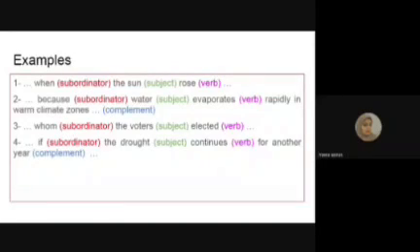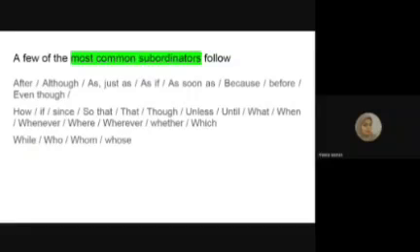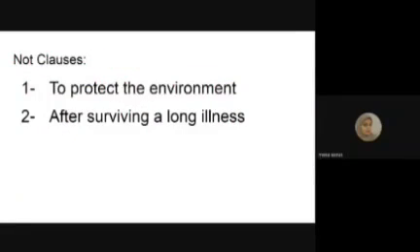Or you can identify or recognize the kind of clauses that you have. So we said that the dependent clauses start with subordinators. We have a few of the most common subordinators. Of course we have other subordinators, but those are the most common ones. So you have after, although, as, just as if, as soon as, because, before, even though, how, if, since, so that, though, unless, until, what, when, whenever, where, and wherever, whether, which, while, who, whom, and whose. Okay, so this is all about the dependent and the independent clauses that you have.